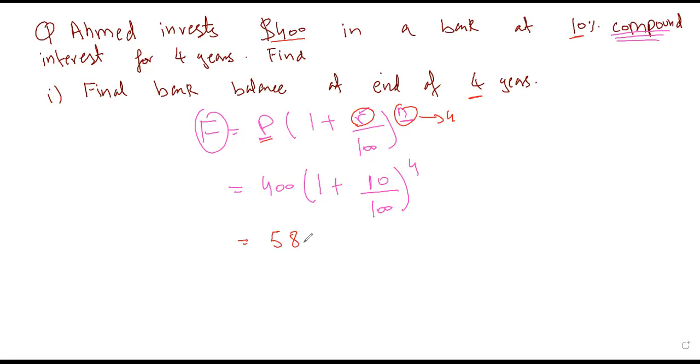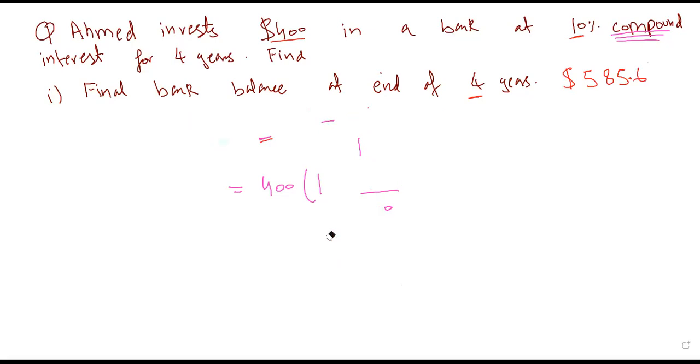1.1 to the power 4 is 1.4641, multiplied by 400 gives 585.64, right? Are you getting the same values, everyone? Yes. Okay, perfect. So the answer turned out to be 585.6.